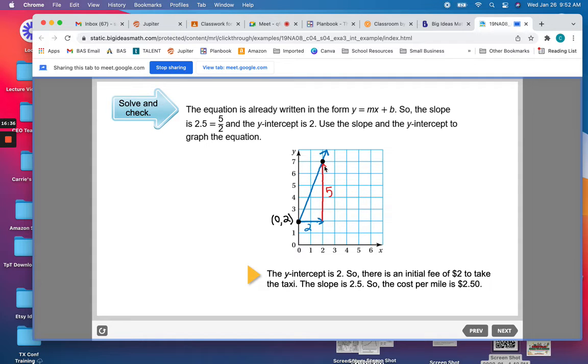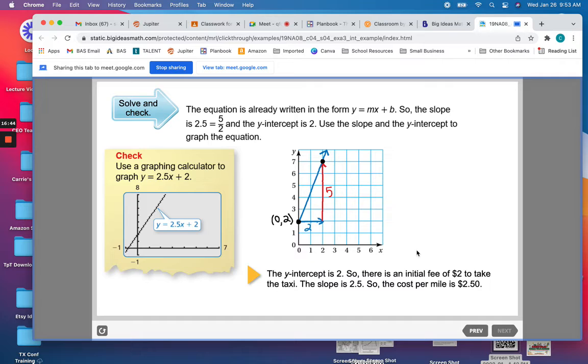Does that help? If you had a graphing calculator, you could graph it, but you don't have graphing calculators. You will have them in high school, just so you know. Then you get to plug in y equals 2x plus 2, and it will draw a graph for you.